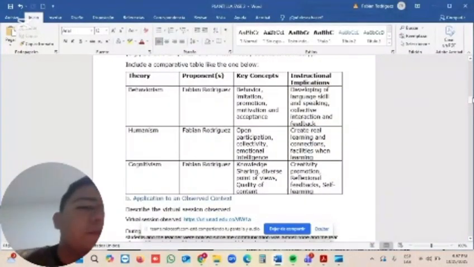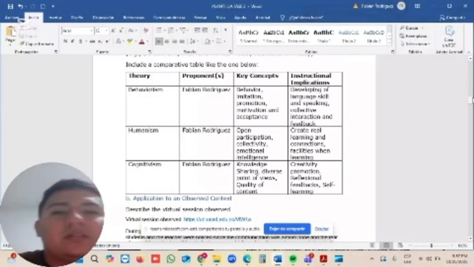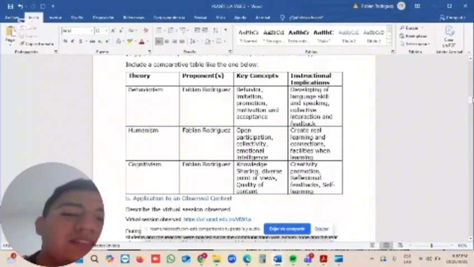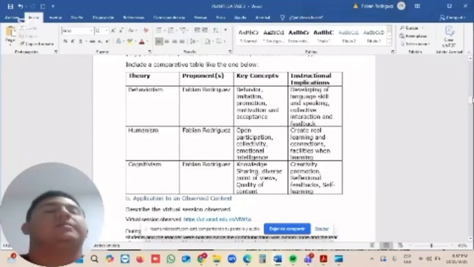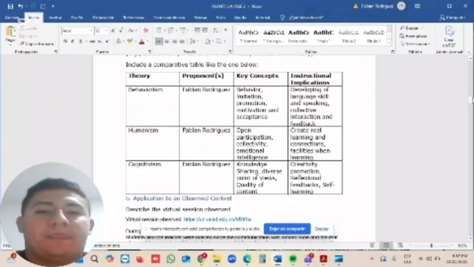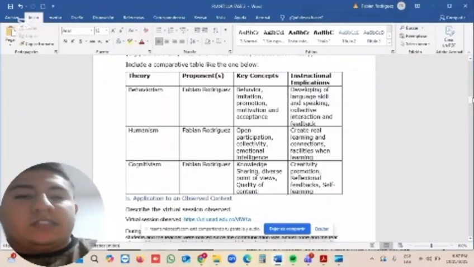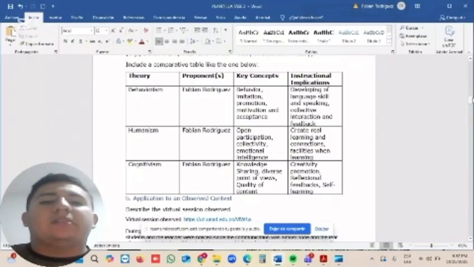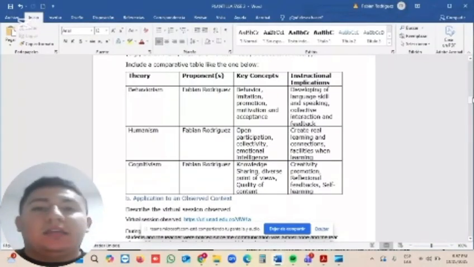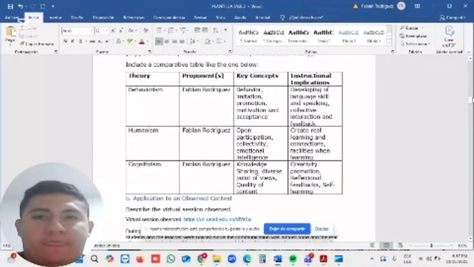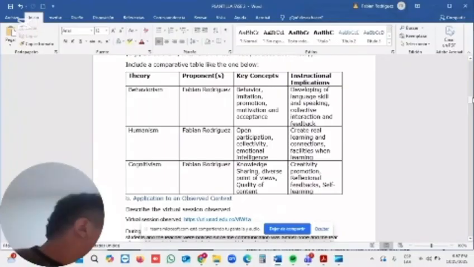Those are the three theories, and the instructional implications of how they apply during the classroom is that using these theories, the classes and the participation will improve. The lack of usage of English is going to be addressed with those theories. With behaviorism, we can see developing of language skill and speaking, collective interaction and feedback. Basically, having that behavior and making sure that you behave well and show everything good.